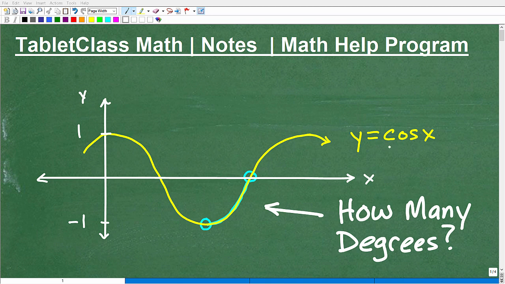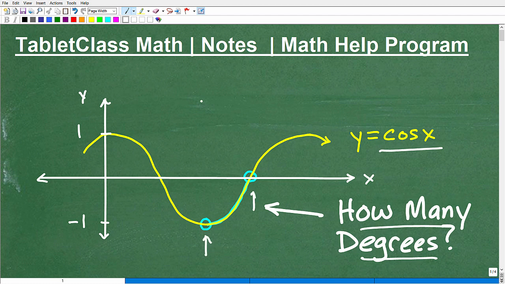Okay, so we're taking a look at the cosine graph. Now, this is what we call a periodic function. So this thing continues to go on infinitely. We're only looking at a little piece of it, but we're trying to determine how many degrees from this point on the graph to this point.